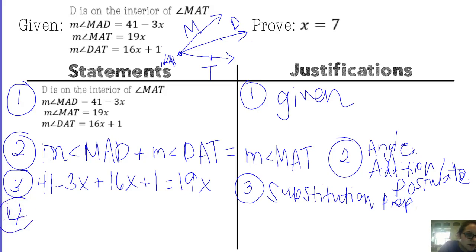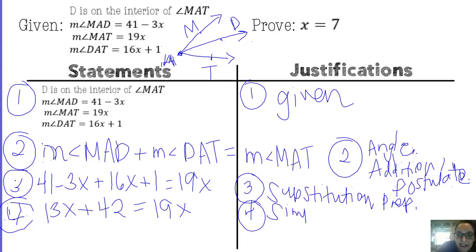So on step 4, the next step, I need to combine like terms because I'm trying to solve for x. So negative 3x and positive 16x is 13x. 41 plus 1 is 42, equals 19x. So I'm allowed to just combine all my like terms in one step. I can combine my variables and my numbers in the same step, and that is called simplify. When I'm just combining like terms, simplify.